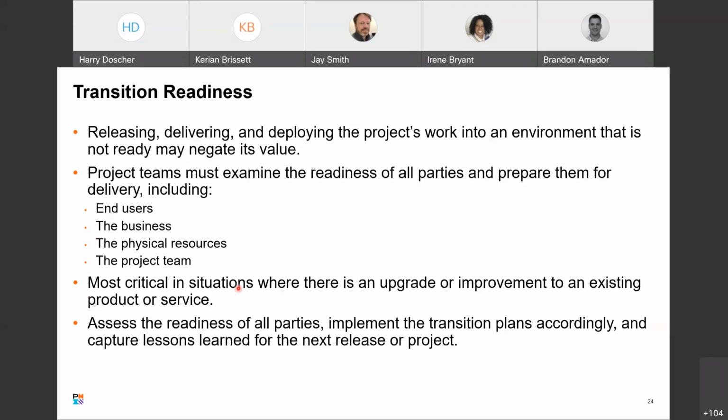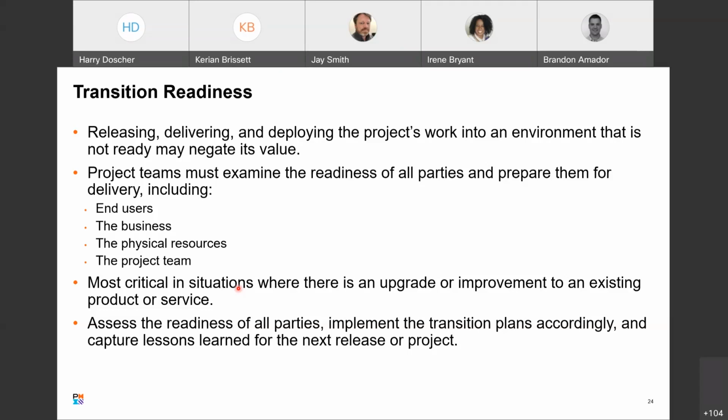Make sure that the target environment is ready, that if you're deploying to a customer, everything that their system has meets all of the entry criteria for accepting your software or your product. Okay? And project teams must examine the readiness of all parties and prepare them for delivery.